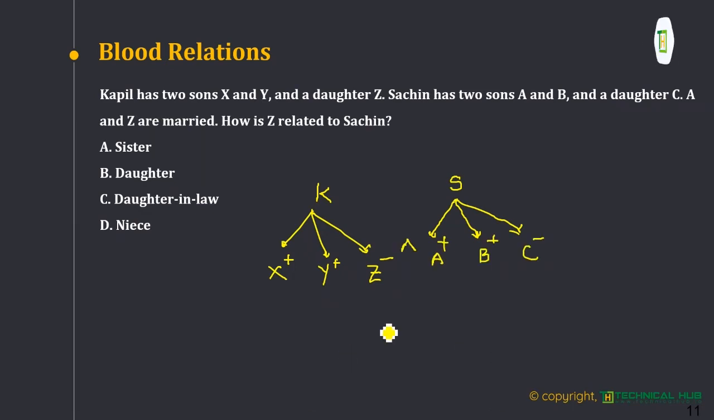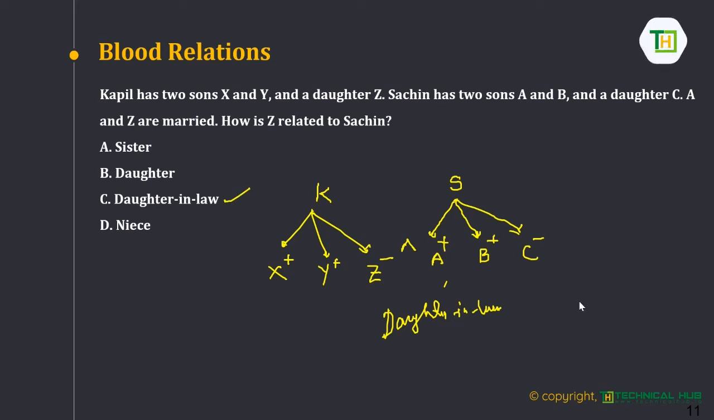So how is Z related to Sachin? Sachin's son is A, and Z is that son's wife. So son's wife means what? Daughter-in-law. So how is Z related to Sachin? Daughter-in-law is the answer. Given the options, C is the correct answer.